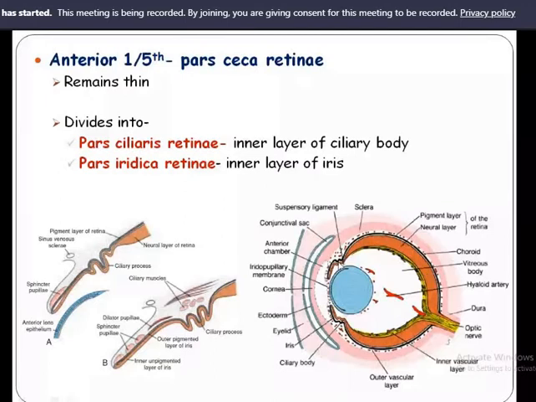So same thing. Can you see the neural layer of the retina? Or the pigmented layer of the retina? This is formed from the inner layer of the optic cup. This is formed from the outer layer of the optic cup. Now, this is formed by the posterior part of the inner layer of the optic cup. What will happen to the anterior? The anterior part will form the inner layer of the ciliary body and the inner layer of the iris.